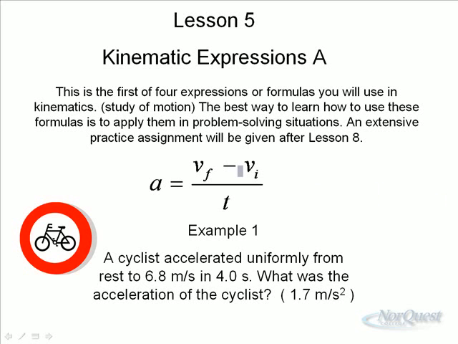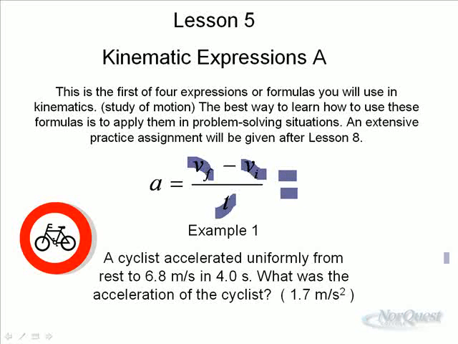So knowing that the initial velocity is 0, you would substitute 0 right here. And knowing that the final velocity is 6.8, you would put 6.8 here. And of course, knowing that time was 4 seconds, you would put 4 seconds here. And then you would take those values and substitute them, and you should get something close to 1.7 meters per second squared as your answer. So that's a fairly straightforward little problem.